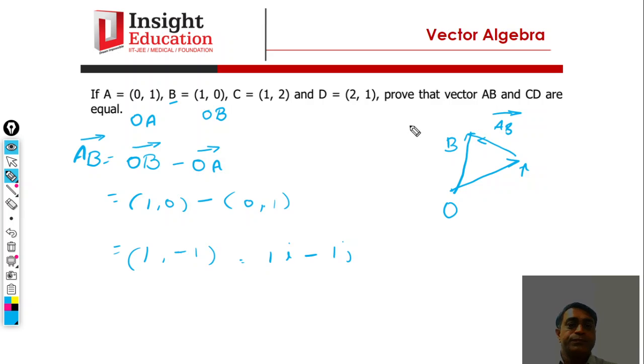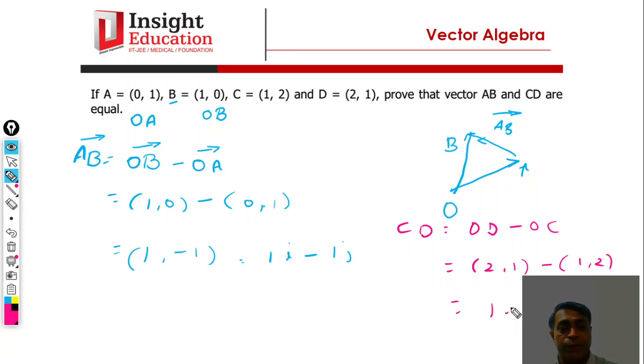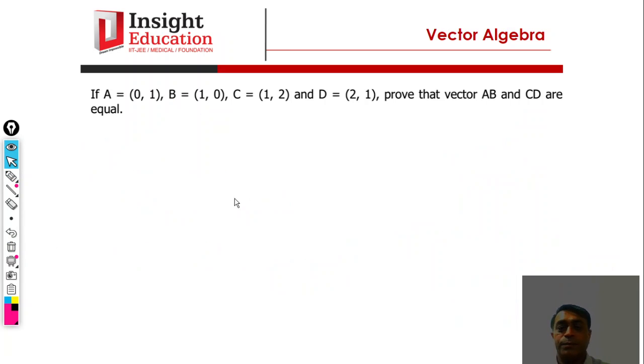Okay, so similarly for CD, directly I can write CD is OD minus OC. So D means (2,1) minus OC, that is (1,2). So 2 minus 1 is 1i, 1 minus 2 is minus 1j. So 1i minus 1j, 1i minus 1j. It means AB and CD both are equal.